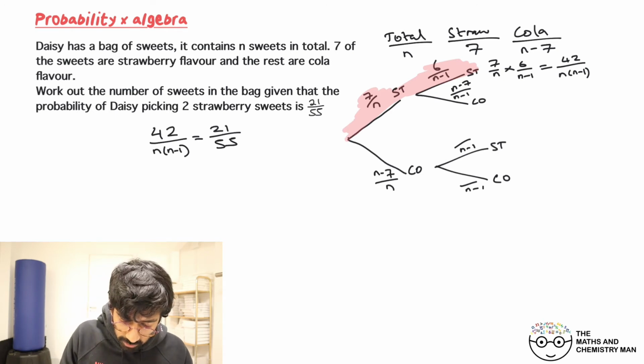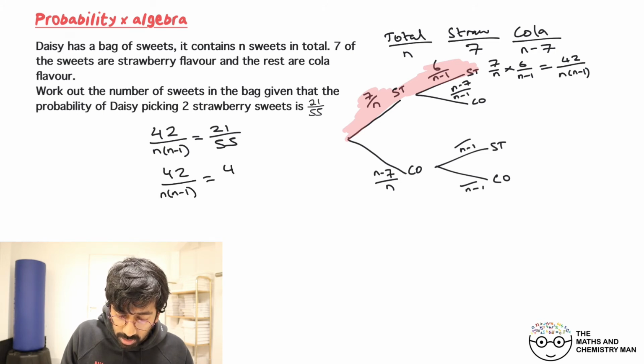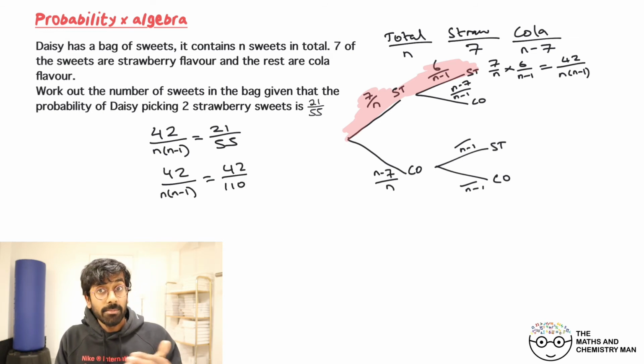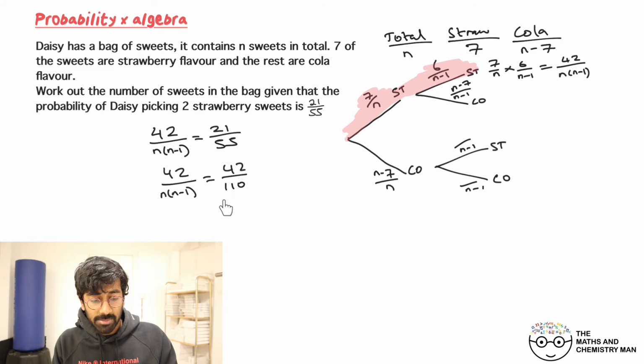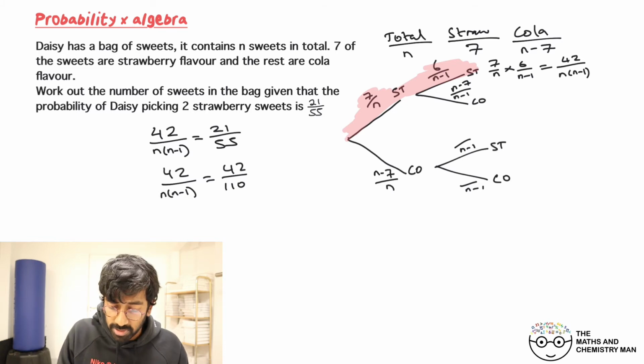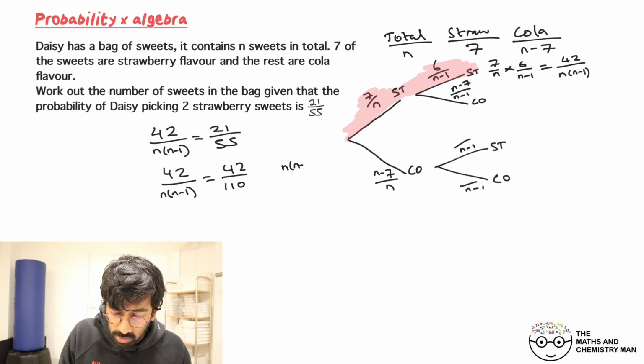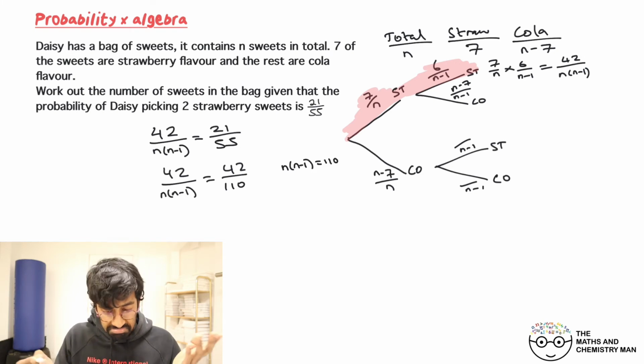So you could do 42 over N and N minus 1 is equal to, if we double this, as I said, on the top there you've got 42, double this on the bottom, 110. And now because the top numbers are the same, it means the bottom must be the same as well. So all you've got to do here is solve N and N minus 1 is equal to 110.